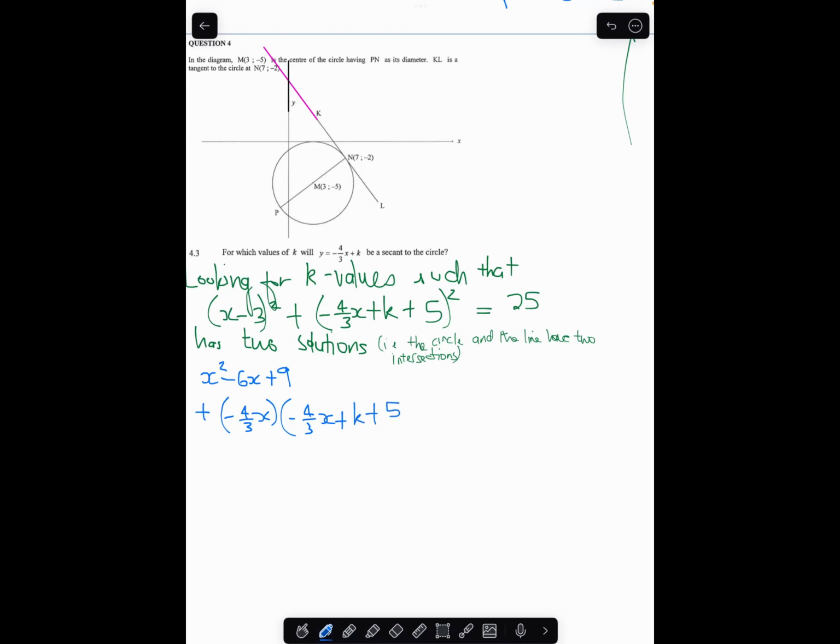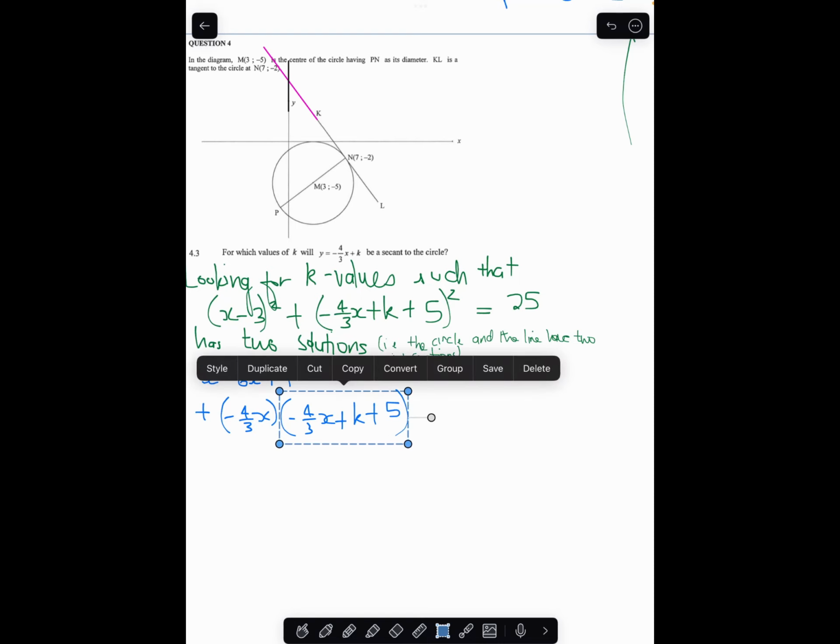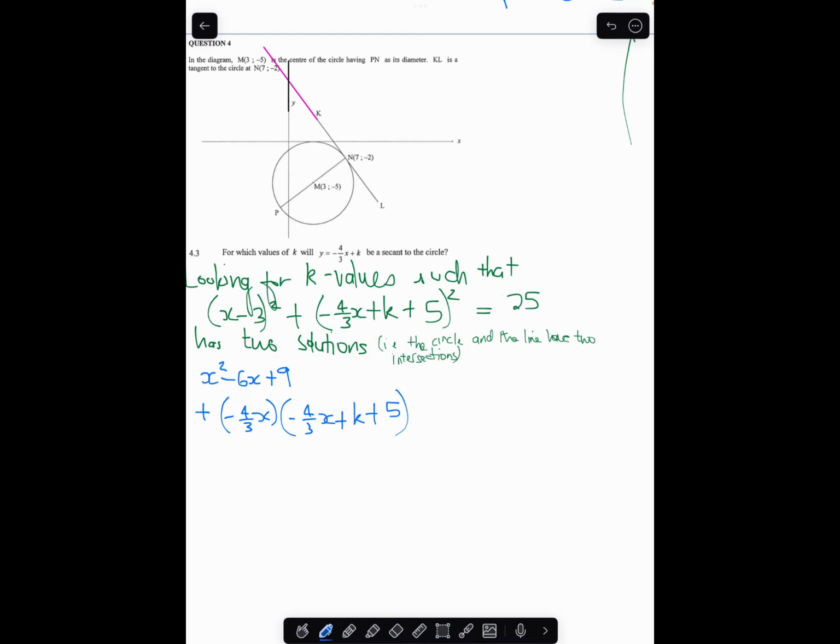Okay, and I'm just going to copy the bracket. We're going to multiply the k with the whole bracket. And then lastly, we are going to multiply the 5 with the bracket. Right, so that's all that needs to happen. And we know that that needs to be equal to 25.